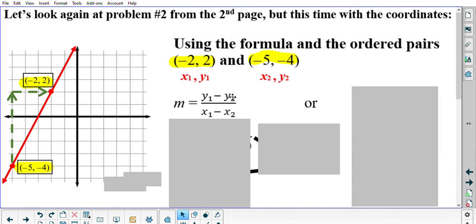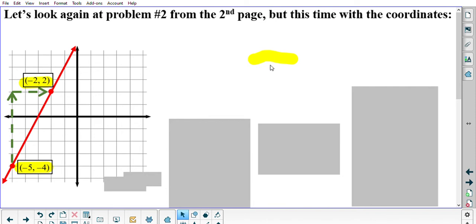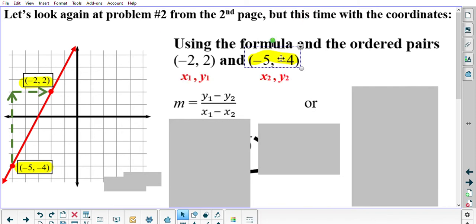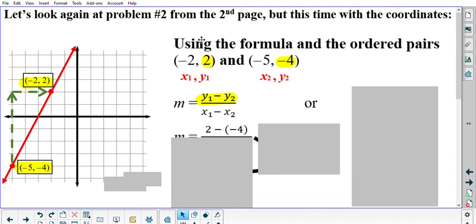Who was y1 and y2? Well, I'm going to highlight them for you. Whoops, didn't want to delete that. Wanted to delete the highlighting. There we go. All right, so y1 minus y2. Who was y1? That was the 2. Who was y2? That was the -4. So the numerator is the change in y, which means subtracting the y coordinates. So that would be 2 minus -4. I hope you now see where that came from.